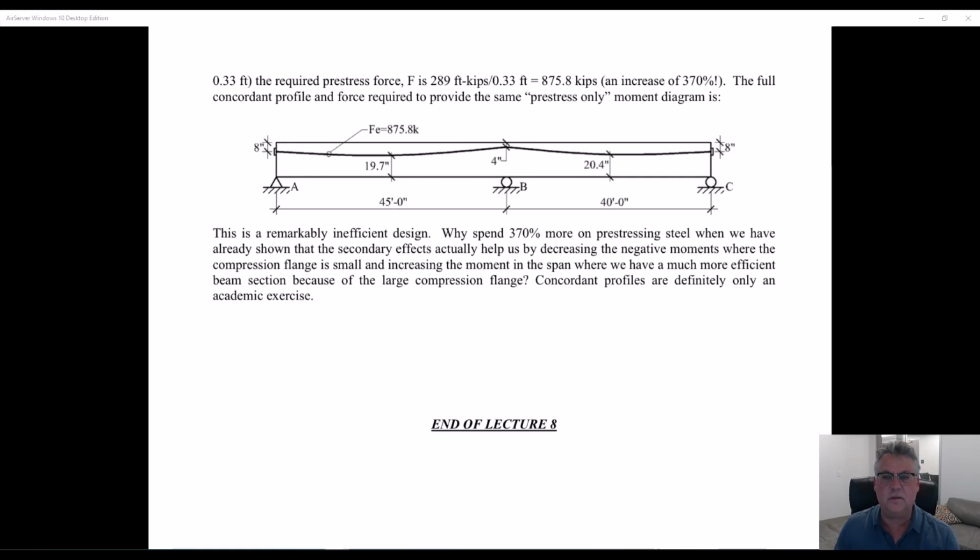So spend a little time as you're preparing for exam number 2, not exam number 1, but in the 8th week. This is fair game to ask you about. Ask you for a profile that does not create any secondary reaction, shears, or moments. What I'm asking you is to provide a concordant profile. And this is how it's done.